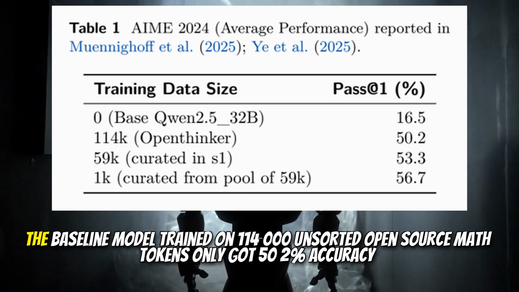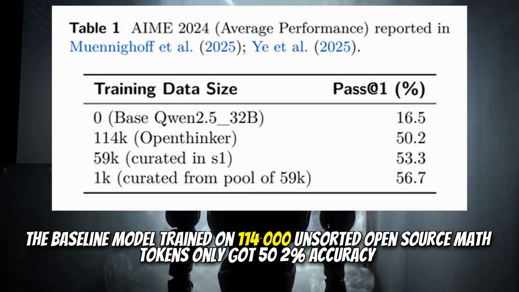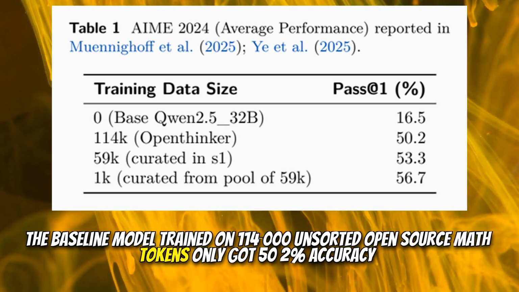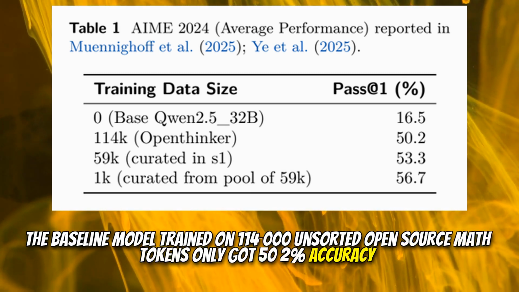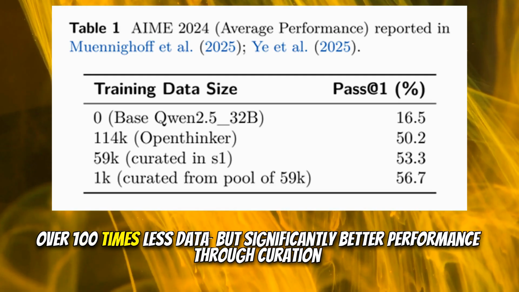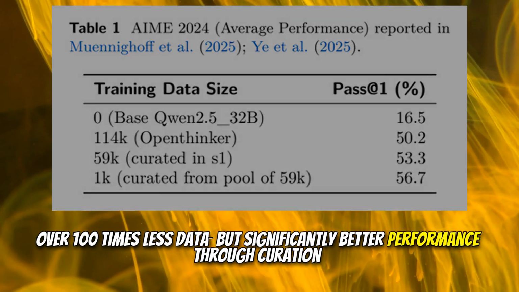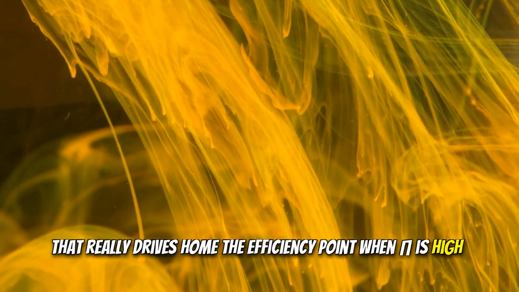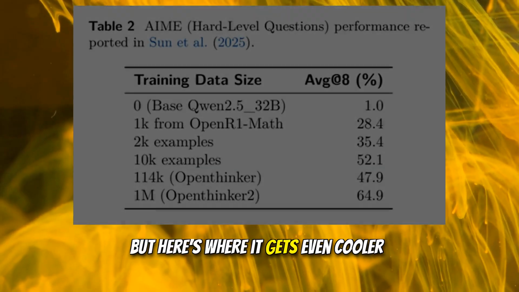Get this. The baseline model, trained on 114,000 unsorted open-source math tokens, only got 50.2% accuracy. That's incredible. Over 100 times less data, but significantly better performance through curation. That really drives home the efficiency point when rho is high. Absolutely. Right. But here's where it gets even cooler.